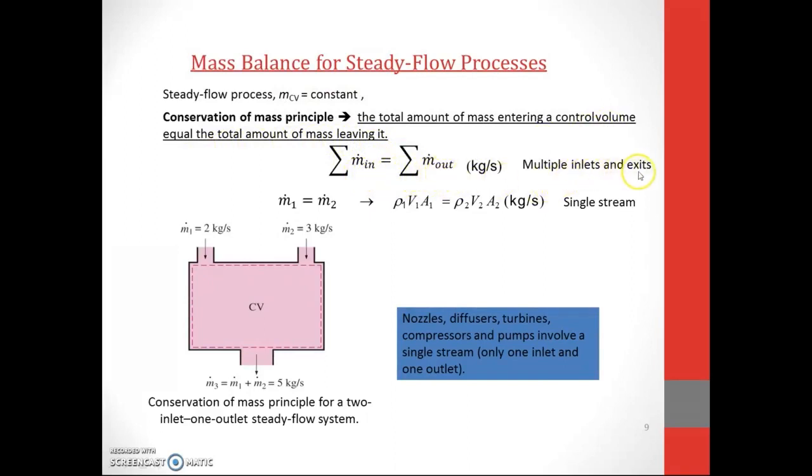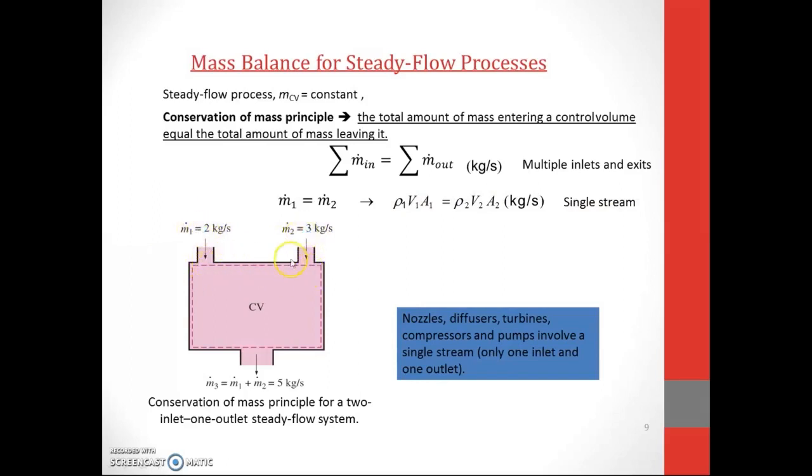So, multiple inlets and exits. We can have a lot of inlets and exits as well. Okay, so the mass flow rate 1 equals the mass flow rate 2, which also equals rho V A 1, rho V A 2. Okay, this is for a single stream.